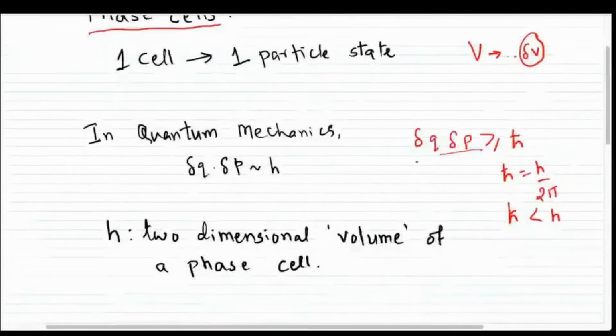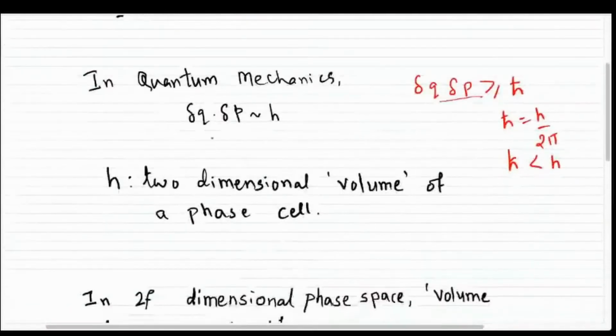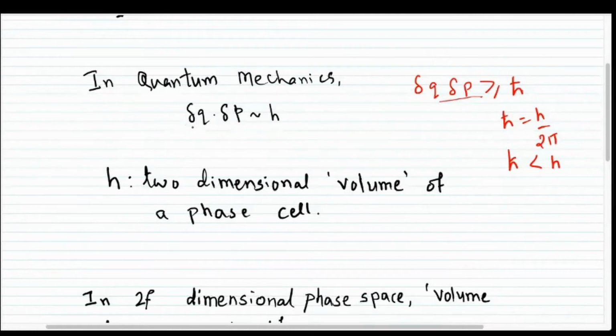Now in quantum mechanics, we know that the accuracy in the measurement of position and the accuracy in the measurement of momentum are dependent. We cannot measure the position and momentum both very accurately without considering the accuracy in the other. And that accuracy is given roughly as delta q into delta p should be equal to h, that is the Planck's constant. And so h can be considered as the volume of a two-dimensional phase cell.